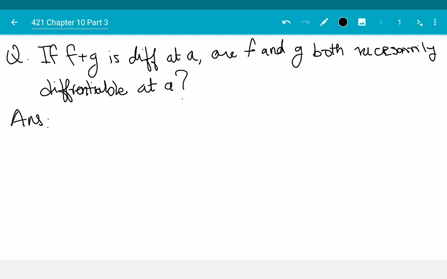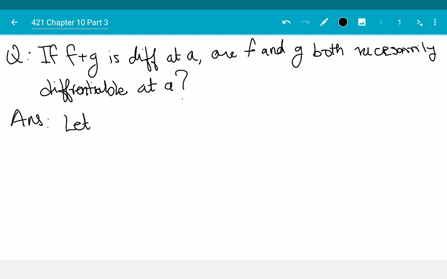Answer. Well, we have seen that if f and g are differentiable at a, then f plus g is differentiable at a, but it need not be true the other way around, right? The easiest example is to take a non-differentiable function at a, okay?